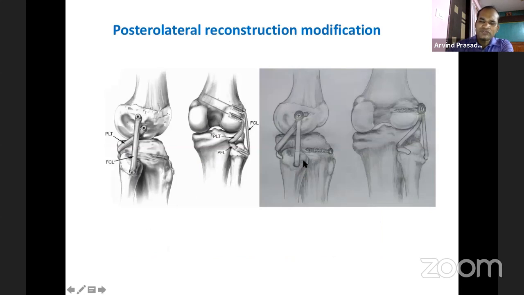And here I do a little bit of modification of the LaPrade to prevent the convergence of the tunnels, because in the LaPrade technique, there are 2 tunnels on the femur. I use a single screw there, over which I do the sealing part, and the rest of the part on the tibia is the same as LaPrade. So in this way, I escape one tunnel over the femur, and this screw usually I place in between there and there in the center part of this.